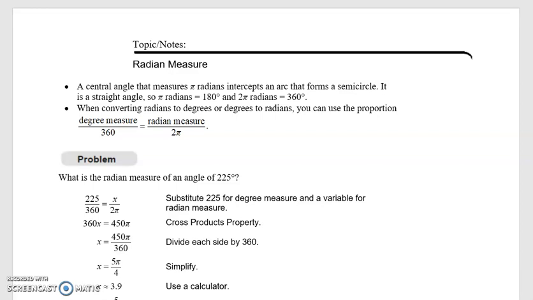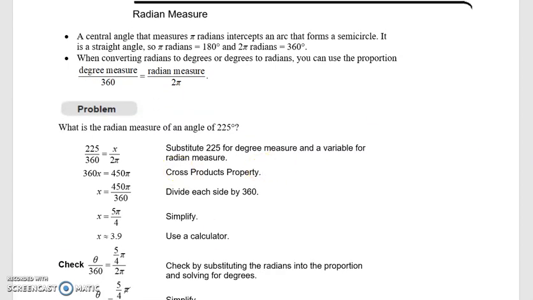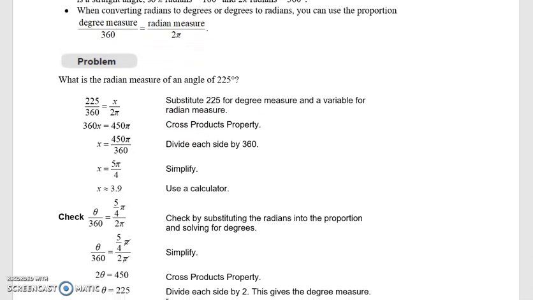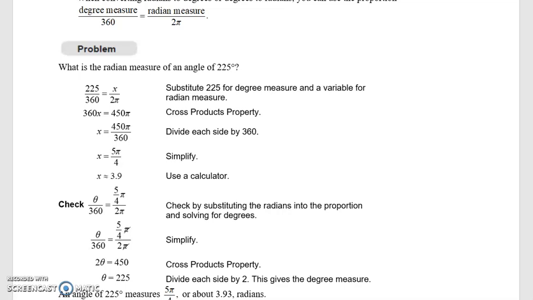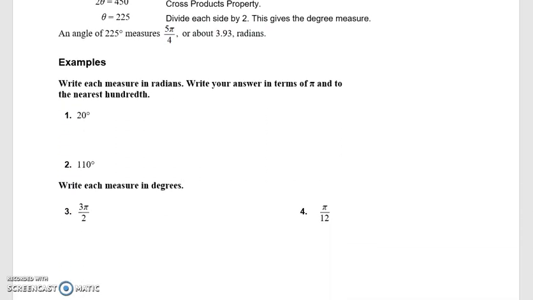Okay, so notice we set up the fraction with the same thing. Whatever our measure is in degrees, we have it over 360 degrees. Whatever our measure is in radians, we have it over 2 pi because that's a radian measure. So they have an example that you can look at. We're not going to go through this because we're going to do our own example. But this is there on the Google Classroom as a document that you can look at. So write each measure in radians, write your answer in terms of pi and to the nearest hundredth.